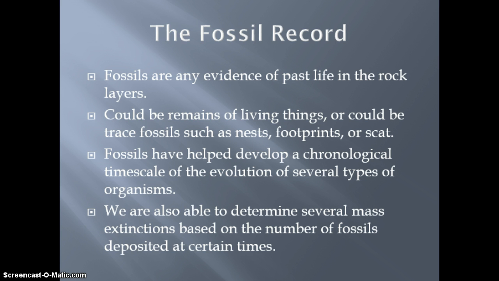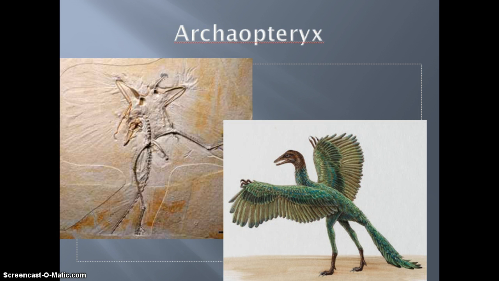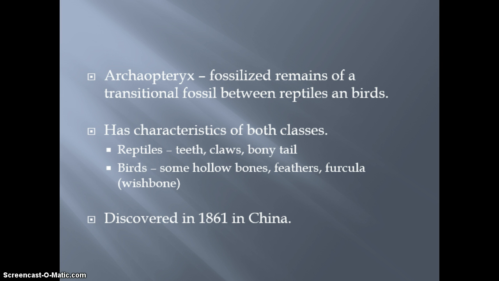And one more link that shows us is the Archaeopteryx. We can see here, this is just a pictorial image of what we think it would be based on some of the fossil records that we have. It's the fossil remains of a transitional form, the transition between reptiles and birds. It has the characteristics of both classes. For reptiles, we have the teeth, the claws, the bony tail, and for the birds, they have some hollow bones, feathers, the wishbone. It was discovered in China in 1861.